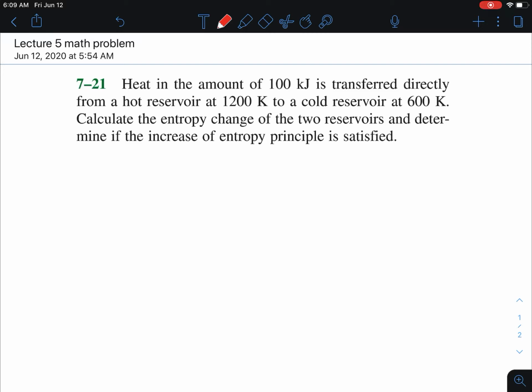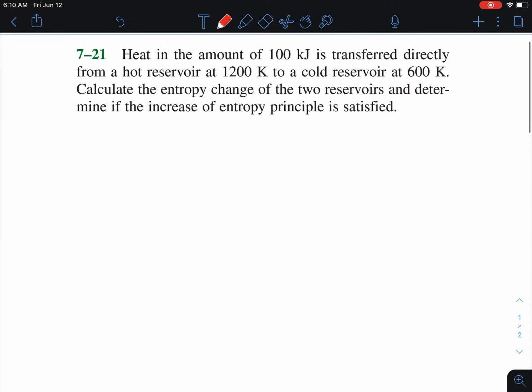Alright class, let's go ahead and start doing the math problem. I'm using the reference book McGraw-Hill Thermodynamics book, 8th edition, Thermodynamics: An Engineering Approach. So I'll solve this problem 7.21. This problem is based on the topic 7.2 that we talked about in the previous class, the entropy principle.